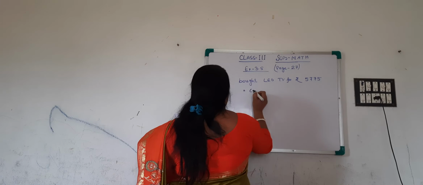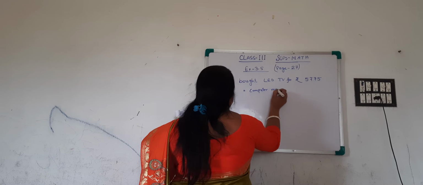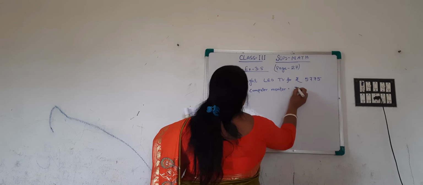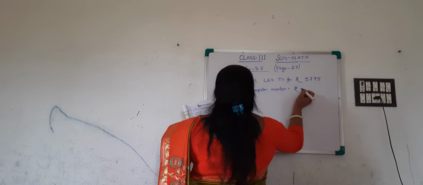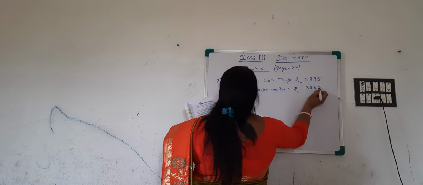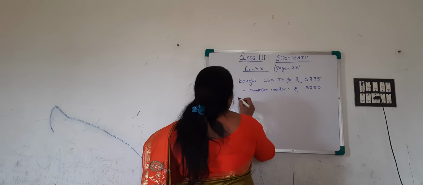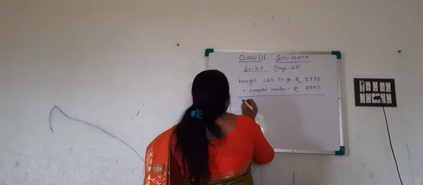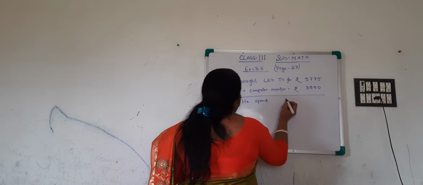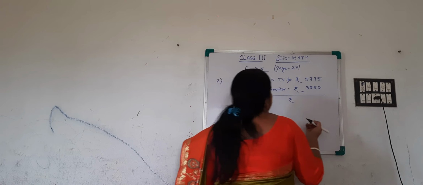bought computer monitor for rupees. Okay. How much rupees? 3,550. How much money did Mr. Verma spend in all? He spent rupees. You have to find the total amount.